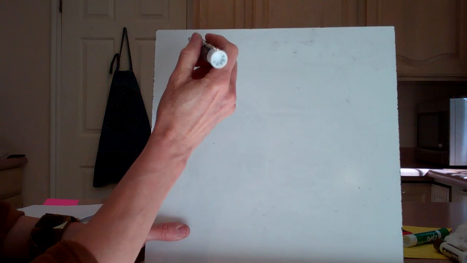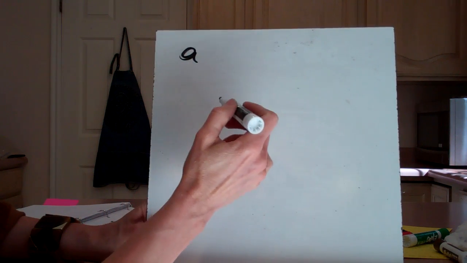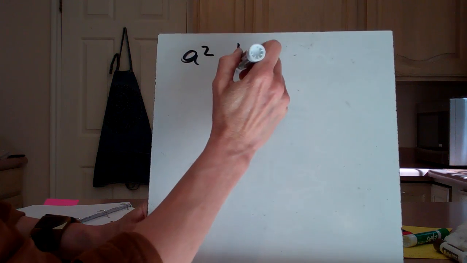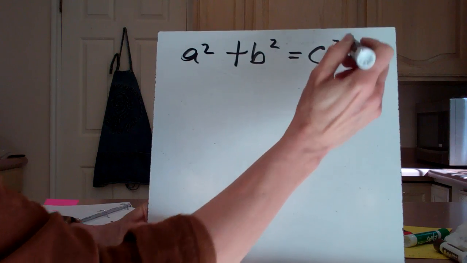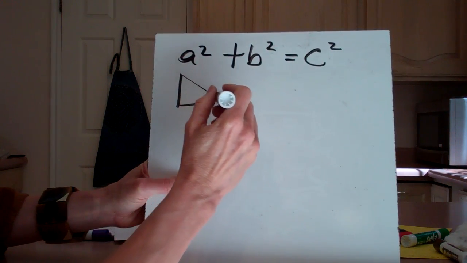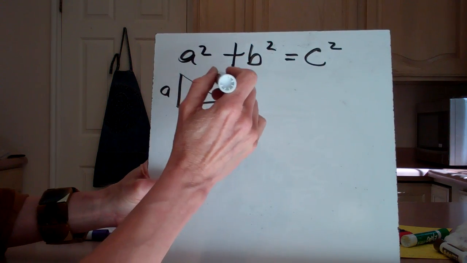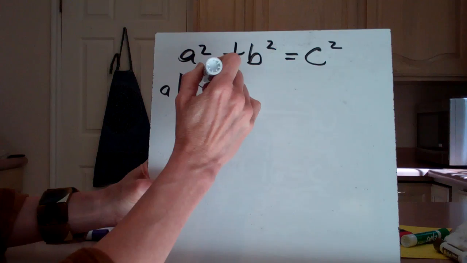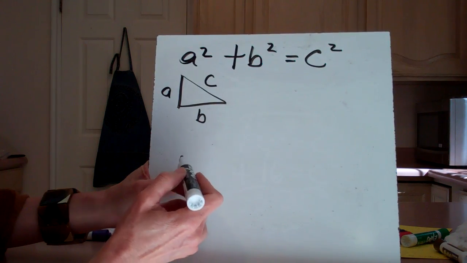We learned last time that when you have a right triangle and you're solving for the hypotenuse, there's a theorem: a squared plus b squared equals c squared. So we learned that when you have two legs of a right triangle, you call these two legs a and b, and the hypotenuse is always c.